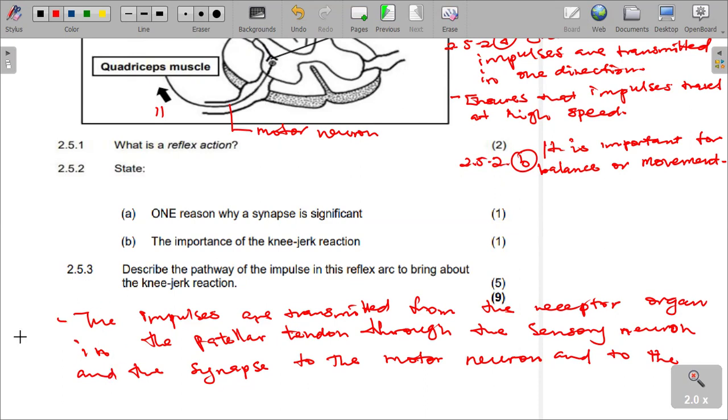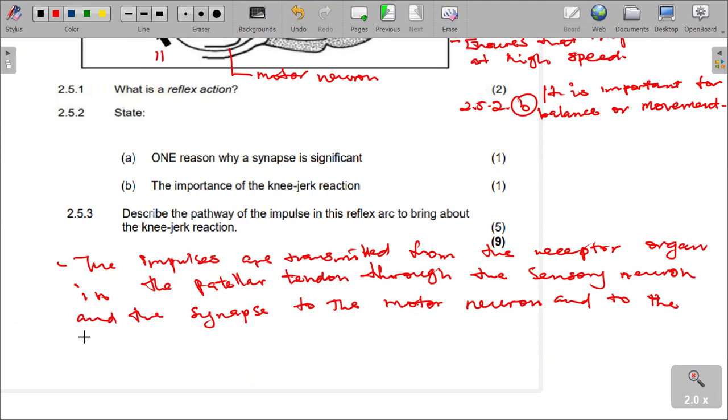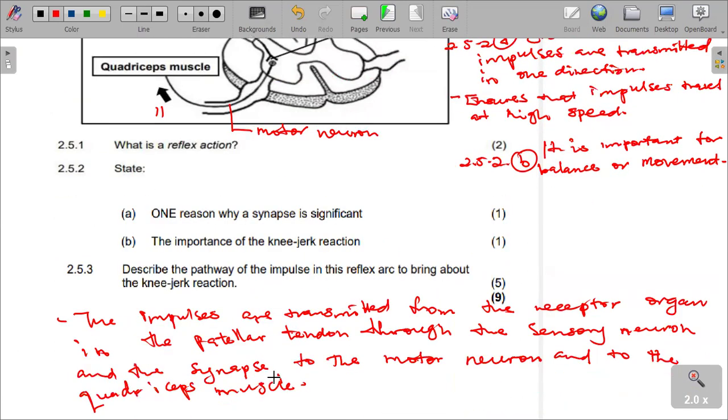And to the quadriceps muscle, which is shown in our diagram. So basically that is the movement of the impulses that is being given there.